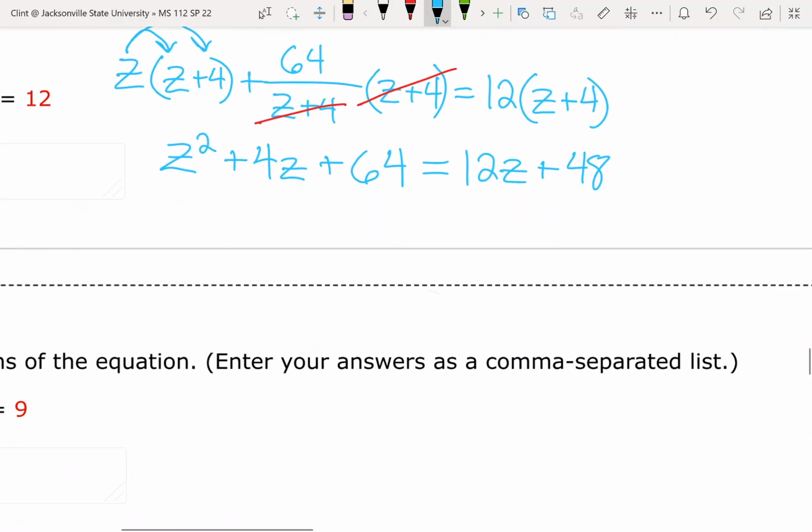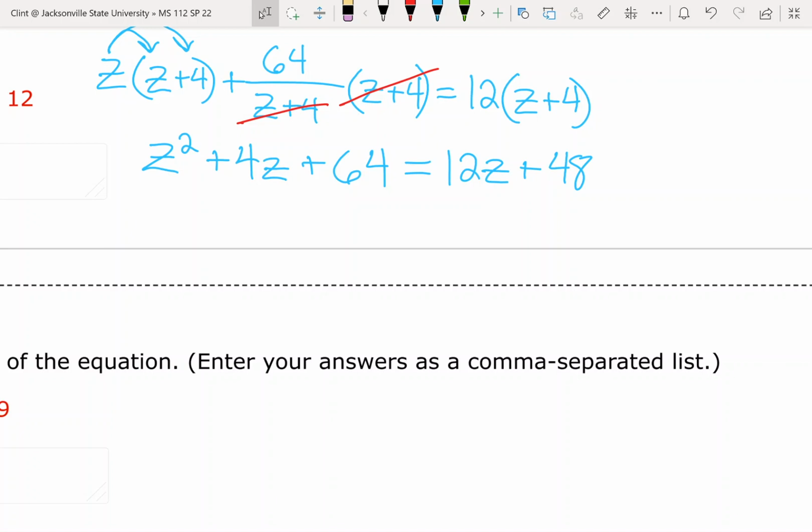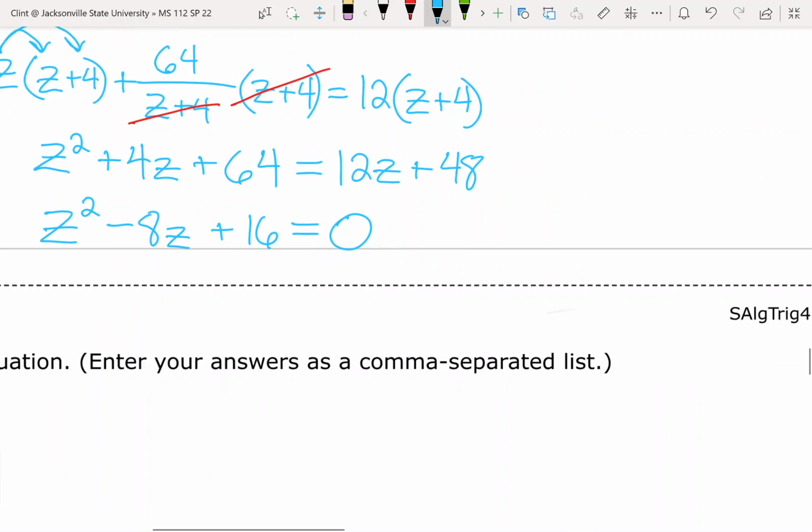So numbers are kind of creeping up there in size. It's quadratic, so we want to get everything on one side. So let's see, we can subtract 12z from both sides. So 4z minus 12z would be negative 8z. Subtract 48 from both sides. So 64 minus 48 is 16. Then what from there? I'm just going to move it over here and rerun it.